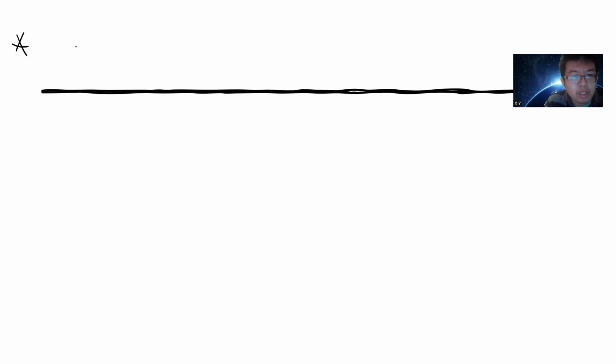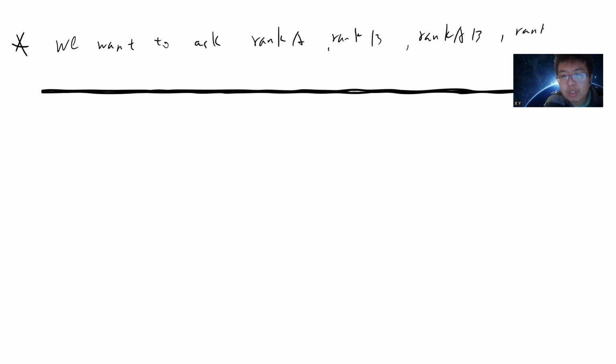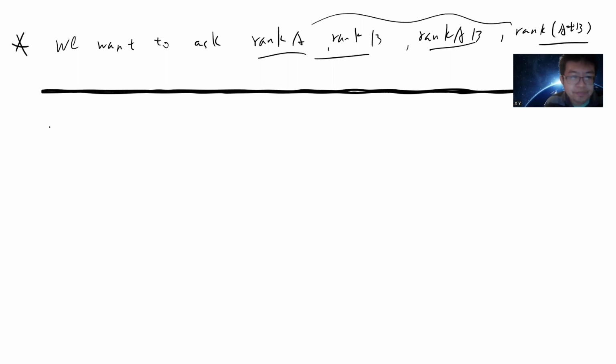There's a theorem called Sylvester's theorem that you can check out in my other videos. But basically, the question we want to ask is the following: what is the relation between rank A, rank B, rank AB, and also rank A plus B? Hopefully you want to find an upper bound and lower bound. Suppose you know rank A and rank B. What can you say about rank AB? What can you say about rank A plus B?